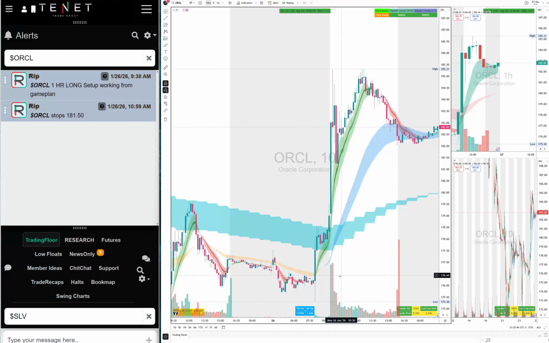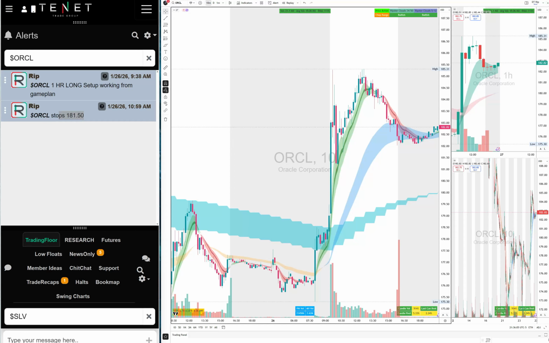I gave the setup in the pre-market. It started working in the market. I told the trader this is 1 hour long. I gave the stops at 180.150. It ran all the way to 185.31. So Oracle was our 1 hour MTF setup, 1 hour MTF repeatable setup. All right, so let's look at another one here.